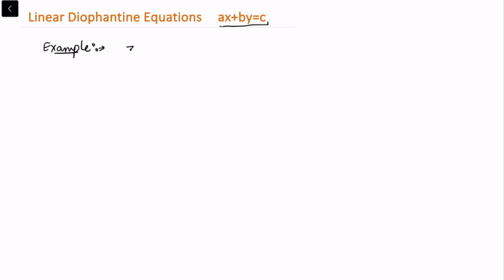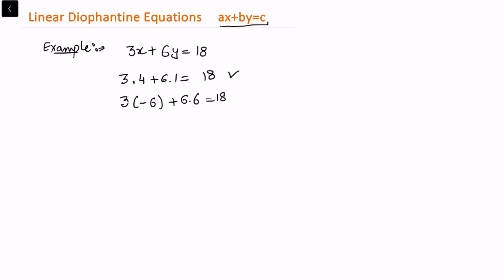So let's consider an example as 3x plus 6y equal to 18, and we are obviously interested in knowing the integral solution. So you can see that 3 into 4 plus 6 into 1 is 18. This is true. Then I can also have 3 into minus 6 plus 6 into 6. This is also equal to 18. That is also true. We can also have 3 into 10 plus 6 into minus 2. This is equal to 18. So there are many integral solutions.